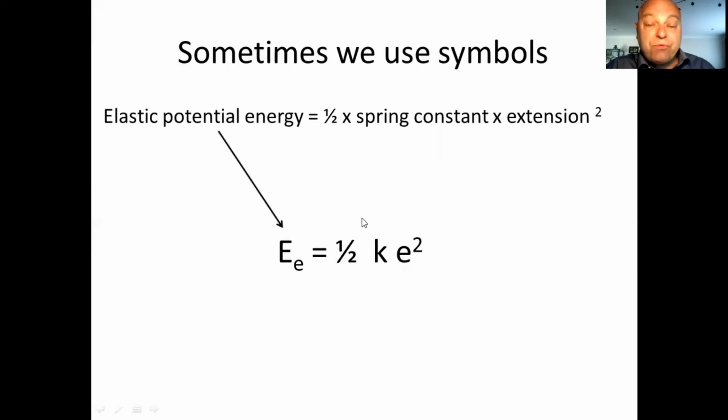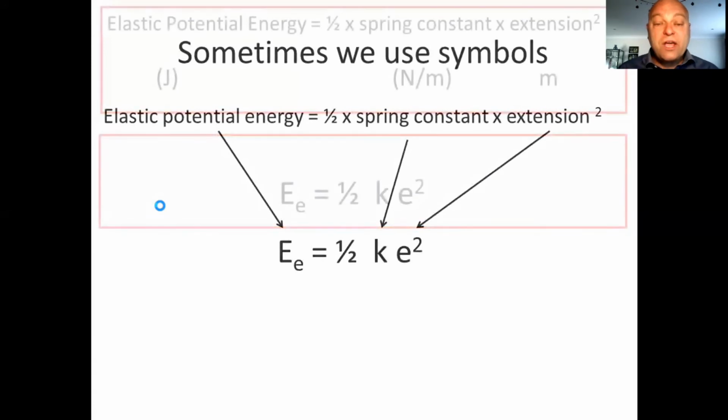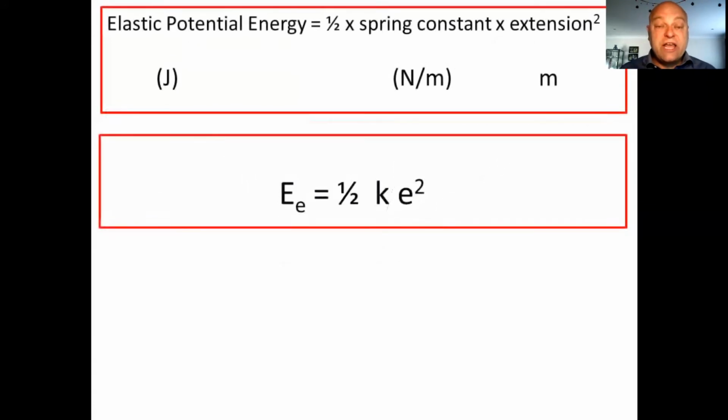That's that one there. Spring constant we've come across before. We know for spring constant we use a K, and for extension we use e. Remember, it's extension squared, so it's e squared there. That equation needs to be recorded down as a key idea on your piece of paper. So pause the video now and write it down.